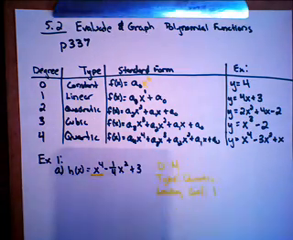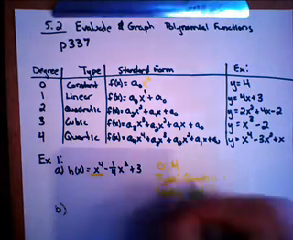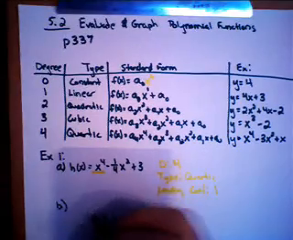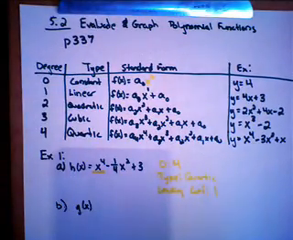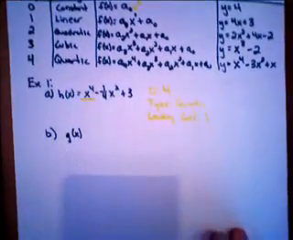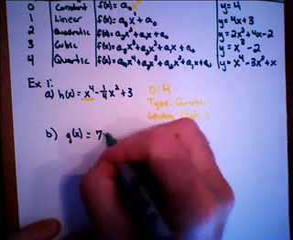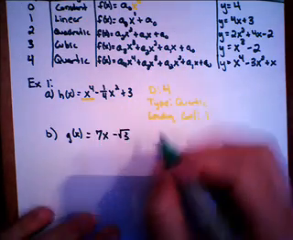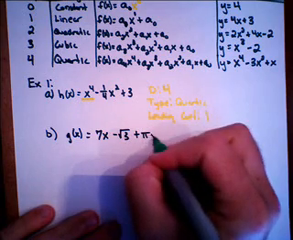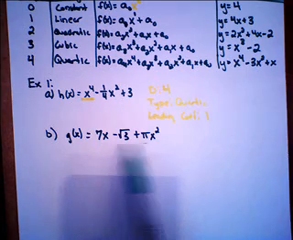Part B, I'm going to go through these a little bit quicker here because some of them we won't have to do all this work for. Part B, it says g of x, and again, h of x, g of x is all just y, really. It's just trying to distinguish the difference between the two. 7x minus square root of 3 plus pi x squared.